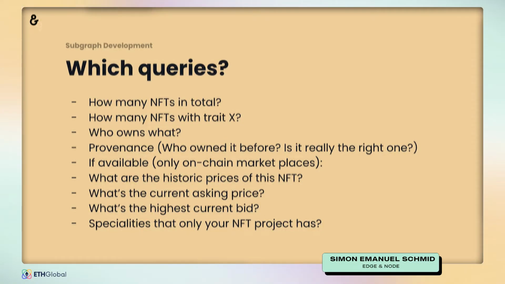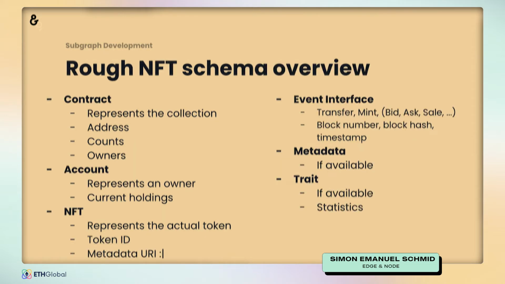So for the NFTs, how many NFTs are there in total? How many NFTs have this trait X? Who owns which NFT? What's the provenance? Who owned it before? Is it available when we have on-chain markets? What is the historic price? What's the current asking price? And so on and so forth. So you start to think about that, and then you can come up with a schema.